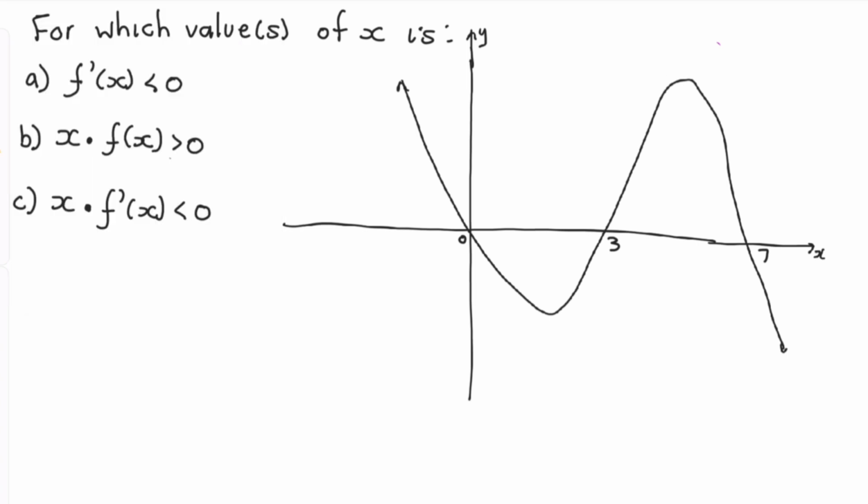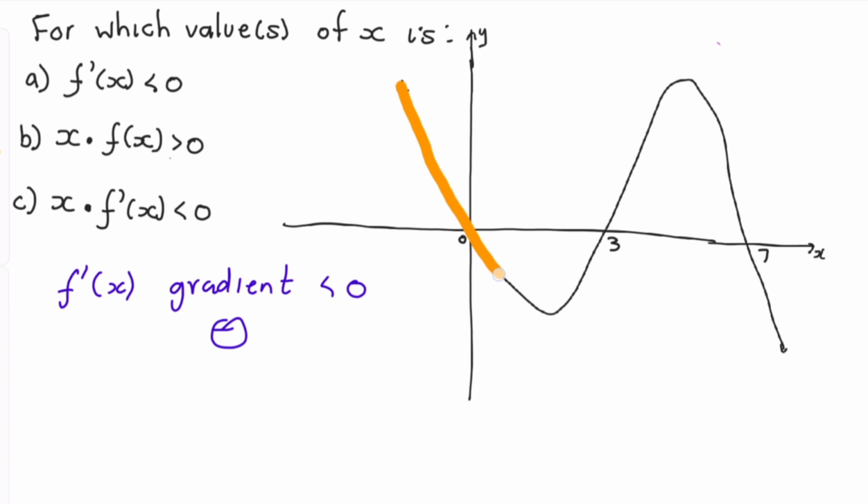Okay, let's take a look at a second example. For the first question, we want f prime x to be less than 0. Remember that f prime x is the gradient. So we want a gradient that is less than 0. So we want a negative gradient. So where do we have a negative gradient? When the graph is decreasing. So the graph is decreasing over here and over here.